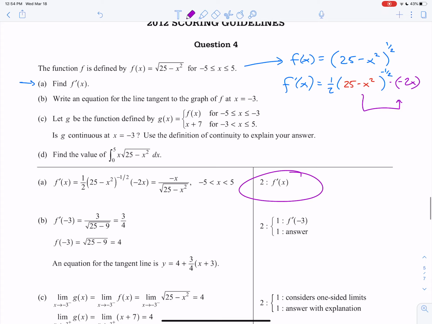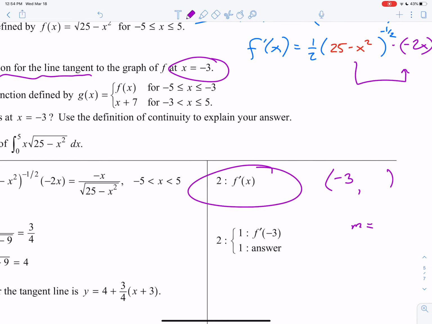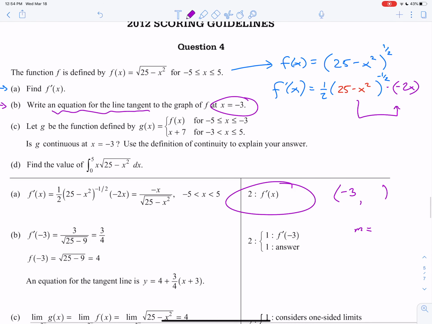Okay, part B. They want you to find the equation of a line tangent to the graph of f. This pops up every time, you guys, okay? Remember, an equation of a tangent line, you need 2 things. You need a point and a slope. So we know the x-coordinate is -3. So how do we actually find the y-coordinate?